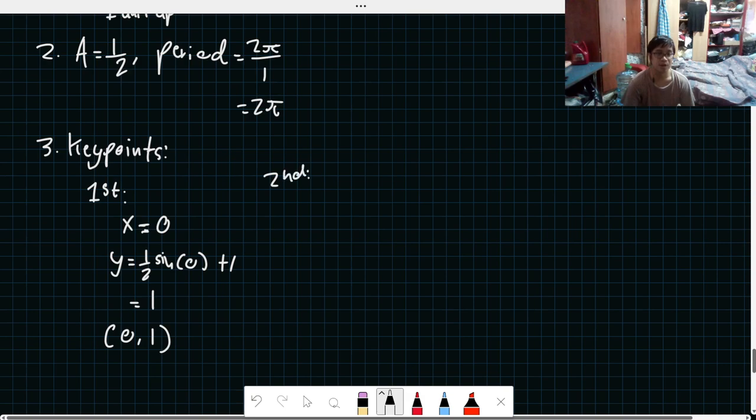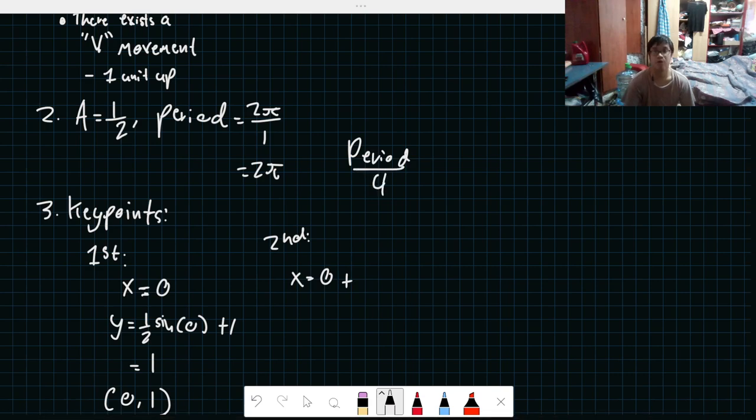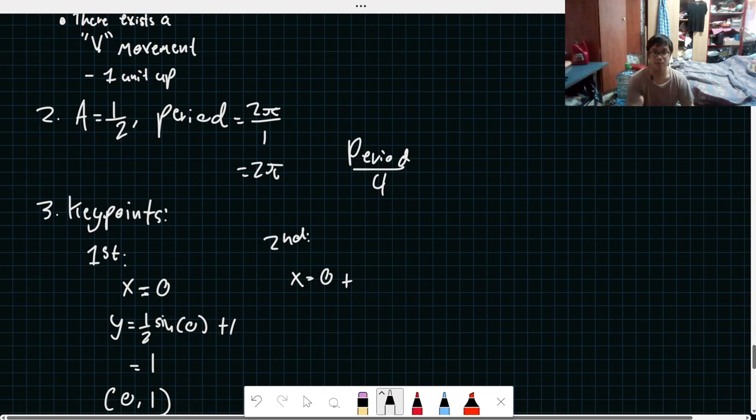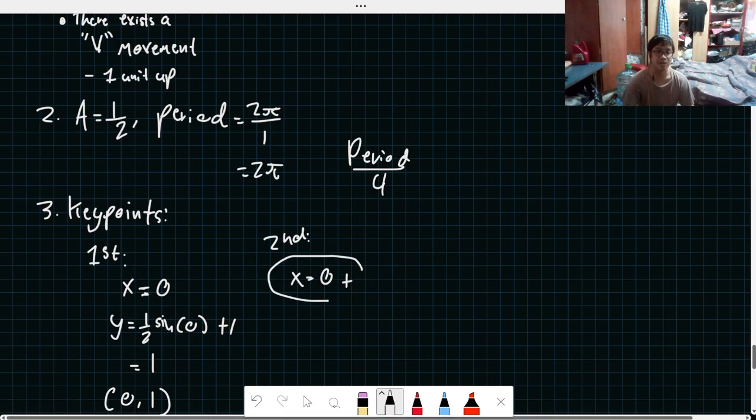Second key point. How to find the x for your second, third, fourth, and fifth key points? First, you need your recently found x, which is 0. Then add to it the value you get when you divide the period by 4. As always, to find the x value for the second up to the fifth key point, you divide the period by 4, then add it to the recently found x. So it's 2 pi all over 4, which simplifies to pi all over 2. So you will have 0 plus pi all over 2, which is pi all over 2.